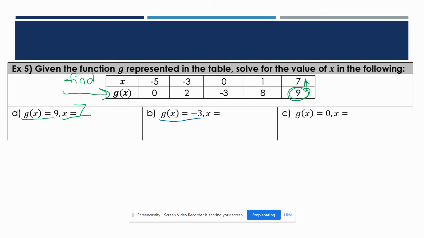G of x is negative 3. So in the bottom row, we have negative 3 here. What does it match with? It matches with 0. So x is 0. G of x is 0. Find 0 on the bottom row. It's our very first one. What does it match with? Negative 5. So x is negative 5.